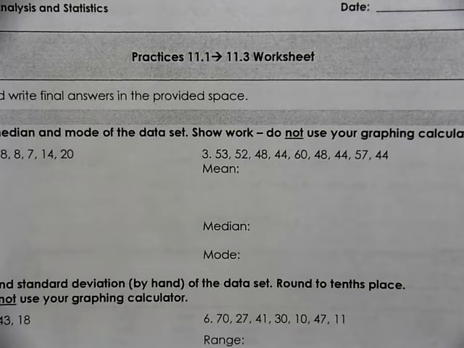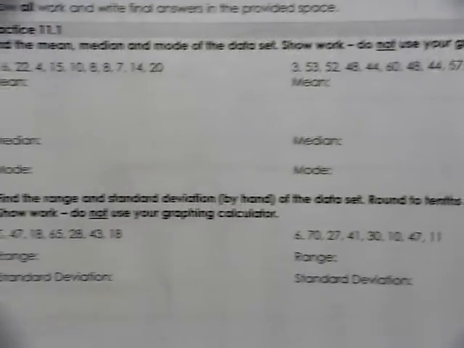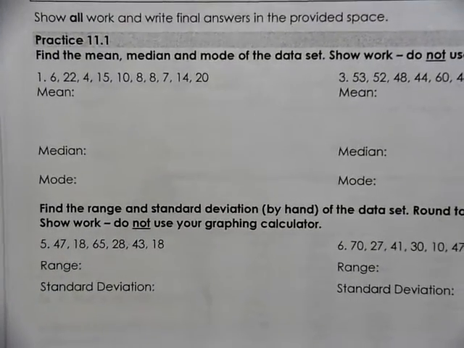Here's the review for 11.1 to 11.3. This is page 1 from section 1.1. We're going to find the mean, median, and mode of our data set. We're not going to use the graphing calculator's stat button to determine this. We're going to write this out by hand.